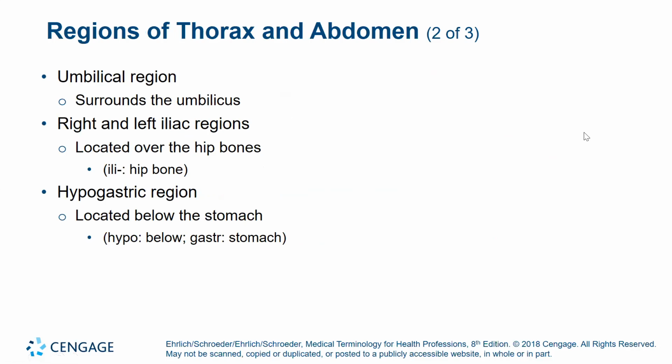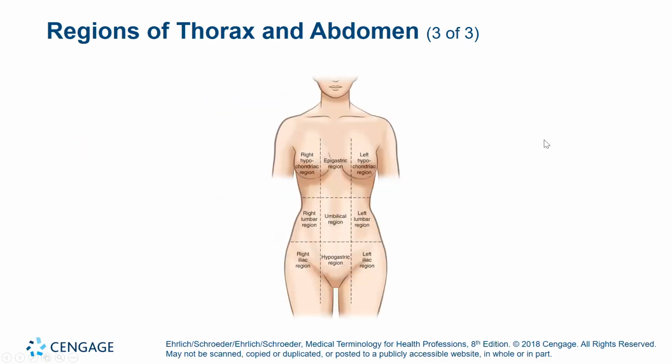We have the umbilical region that just surrounds the umbilicus. We have the right and left iliac regions. Ili, I-L-I, is the hip bone, so it's located over the hip bones. We have the hypogastric region. Hypo is below, G-A-S-T-R is stomach, so it's located below the stomach.